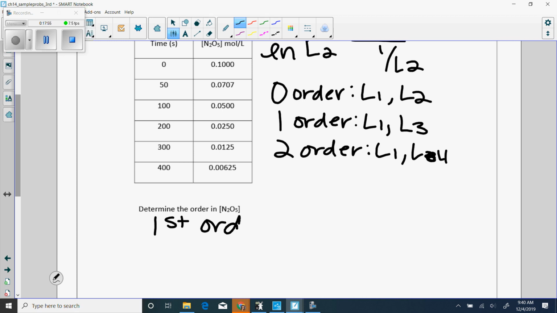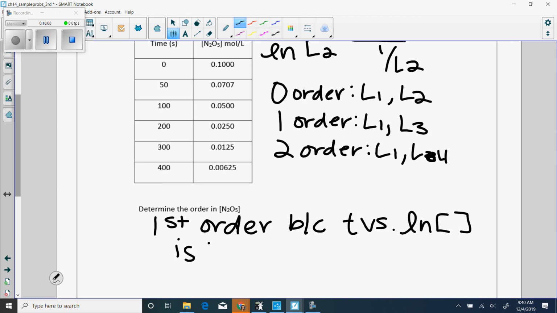Follow-up question, why? Because time versus natural log of concentration, that was my two axes, is linear. I think you could also say straight, but I think linear is the right answer. Okay? A point for which one and a point for how do you know?